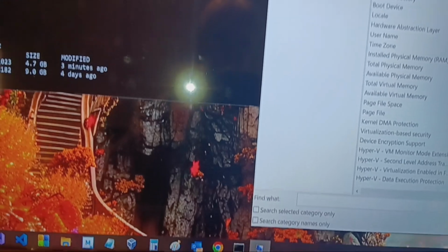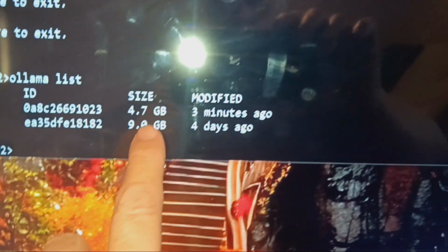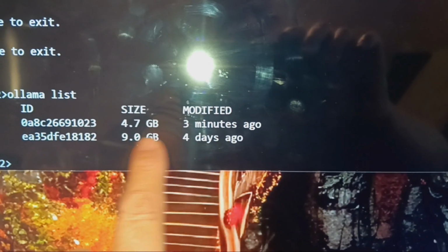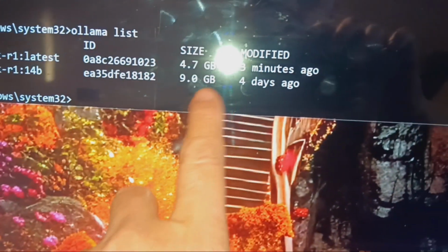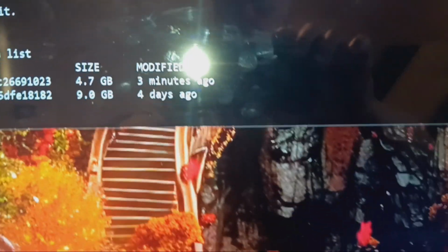Now I already got Ollama installed. I have already downloaded two of DeepSeek's R1. I have the latest, which is 4.7 gigabytes. I downloaded it 3 minutes ago, and then 4 days ago I downloaded the 14B, which is bigger. It's a 9 gigabyte file. But we're going to run the latest one.